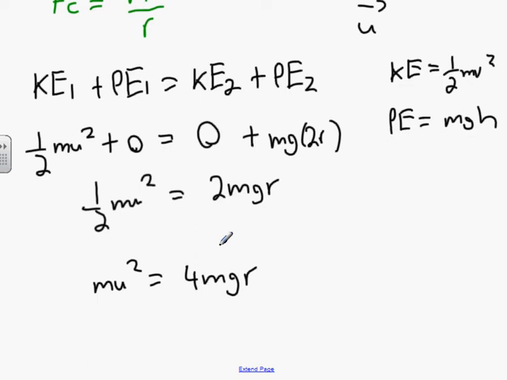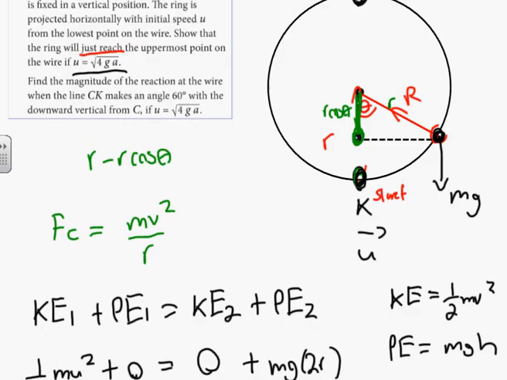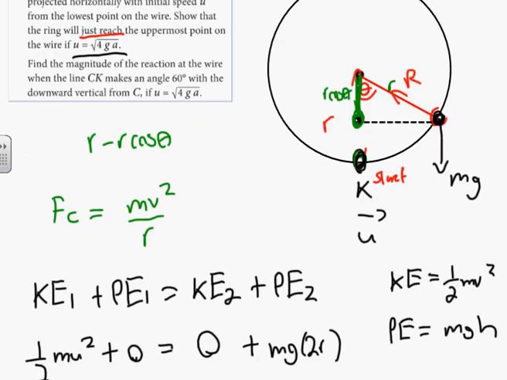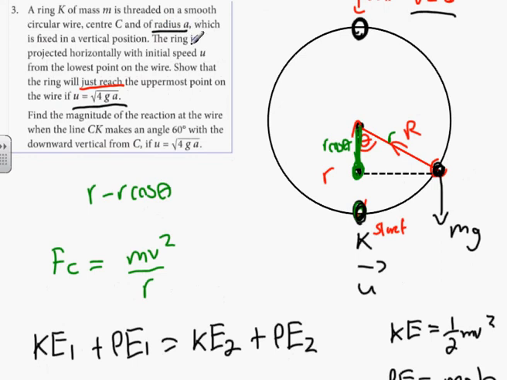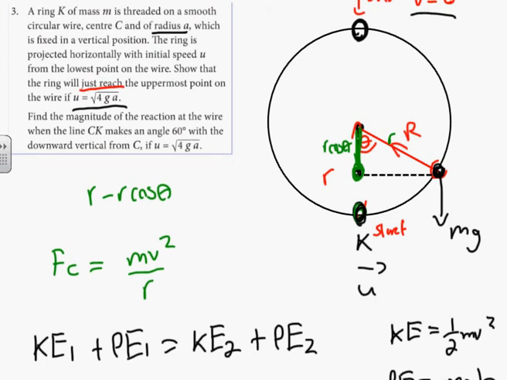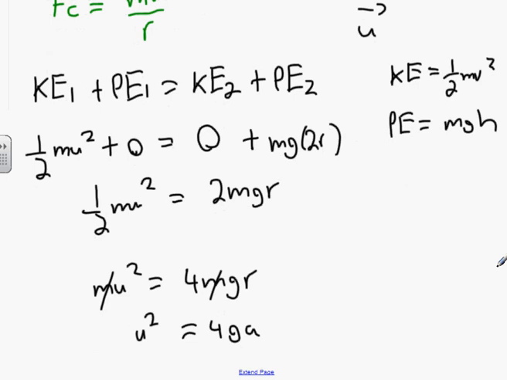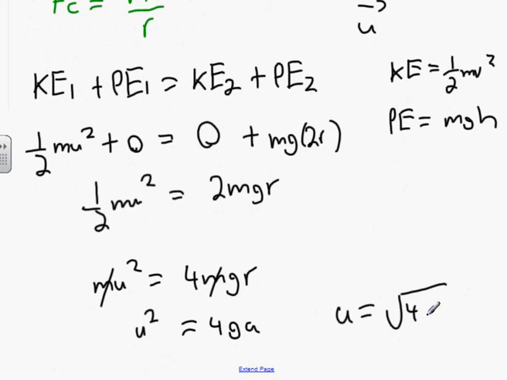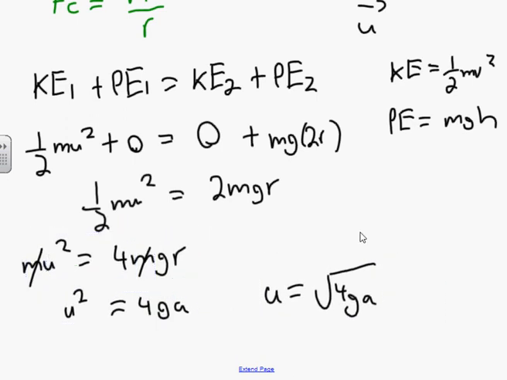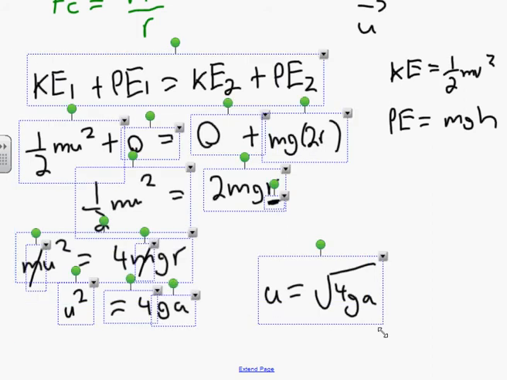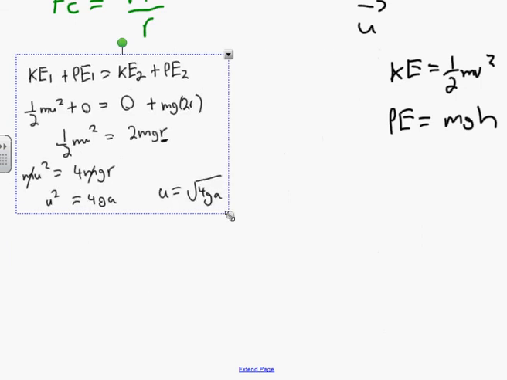It specifies that the radius is a. So we can change that: the m's will cancel, so it's 4ga equals u squared. Taking the square root of both sides, u equals the square root of 4ga. Where are you getting the a from? It says in the question, a is the radius, which I called r. So that's our conservation of energy equation used up.